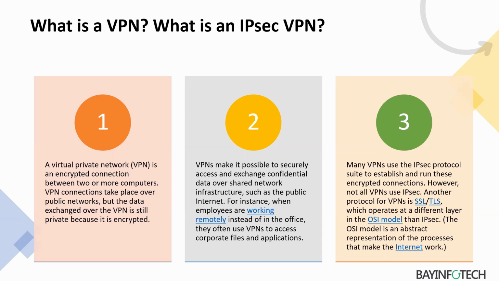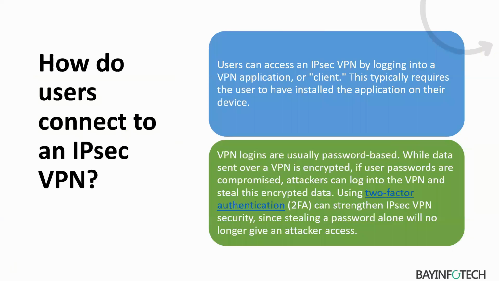Many VPNs use the IPsec protocol suite to establish and run these encrypted connections. However, not all the VPNs use IPsec. Another protocol for VPNs is SSL or TLS, which operate at a different layer in the OSI model than IPsec. How do users connect to an IPsec VPN is something let's look into.